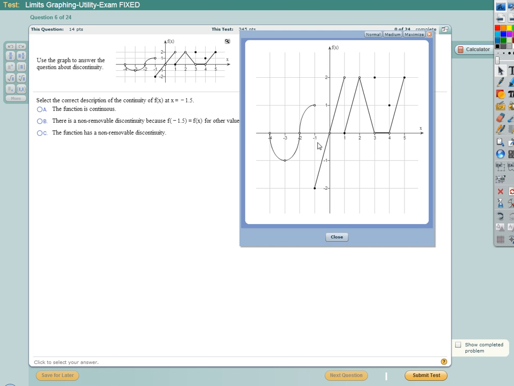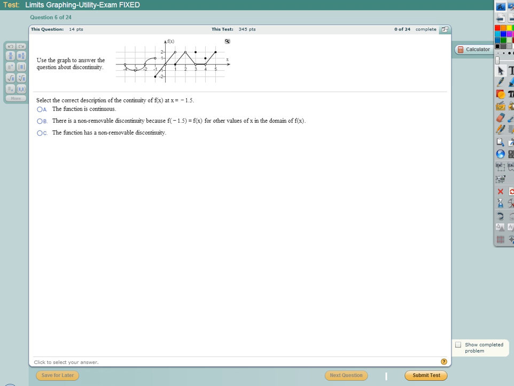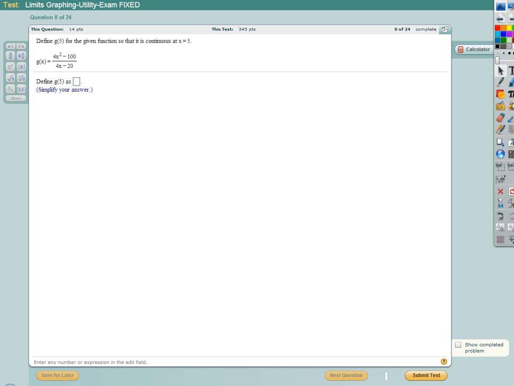What if it was at negative 1? Non-removable. And in this book, in the Math Excel book, what would they call that? Jump discontinuity. Good. As opposed to an asymptote, they'd call an infinite discontinuity. Okay? All right. Moving on. That one probably, okay. Okay. How about this?